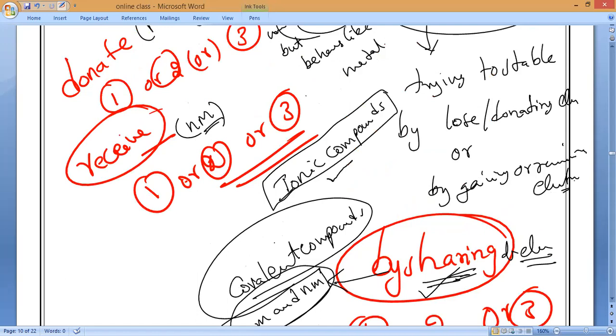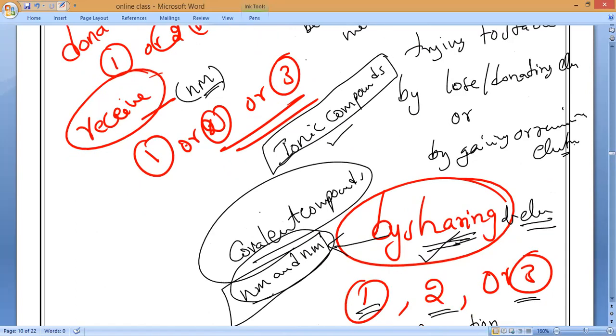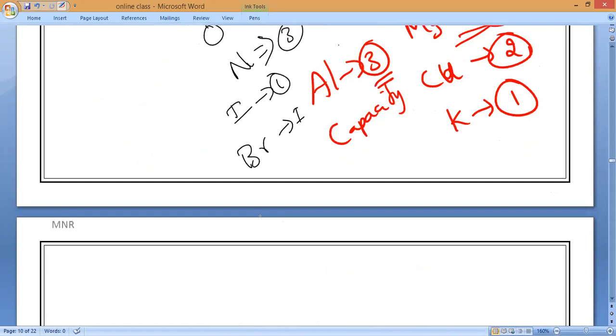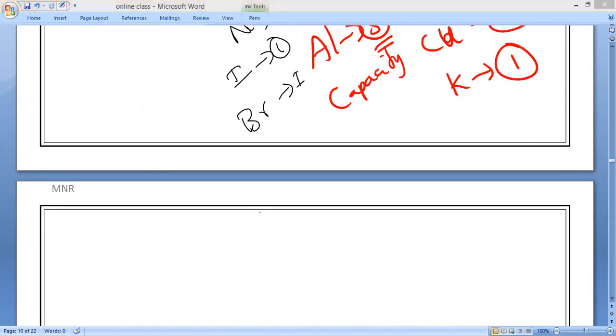So, whatever it is, by sharing, by accepting, or by donating during the chemical combination, their capacity to lose or gain or share the electrons is only called as what? Valency. Understand? That is what you have to remember. Please write it. Any doubt? Anyone can ask. Clear?